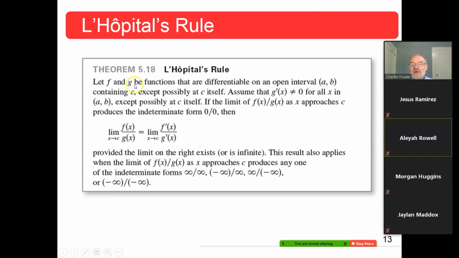If f and g are functions, they're both differentiable on that open interval a to b, and that interval contains c, except possibly at c itself. At c, that may not be differentiable, but everywhere else it is differentiable. Assume that g prime is not 0, that has to be the case, for all x's in that a to b. So if it has just one 0 or a dozen zeros in that interval a to b, this is out. Except, again, possibly at c itself. If g prime of 0 at c, you may be okay.